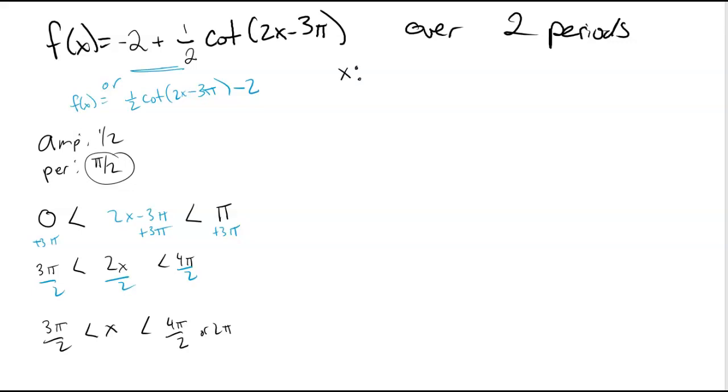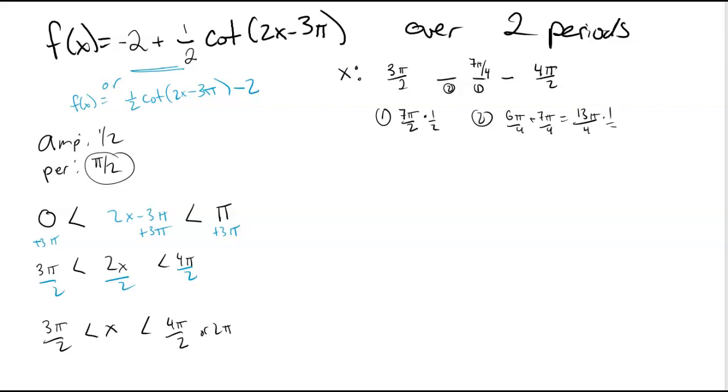Okay, let's find our x's. So 3 pi over 2, blank, blank, blank. And I'm going to leave it as 4 pi over 2 because I have to add these numbers together. If I start with the first one, this will give me 7 pi over 2, divide by 2, which is the same as multiplying by 1/2. This will give me 7 pi over 4. Not too bad. I'm going to change my 3 pi over 2 to 6 pi over 4. I'll add that with 7 pi over 4, which gives me 13 pi over 4. Again, multiply that by 1/2. I get 13 pi over 8.